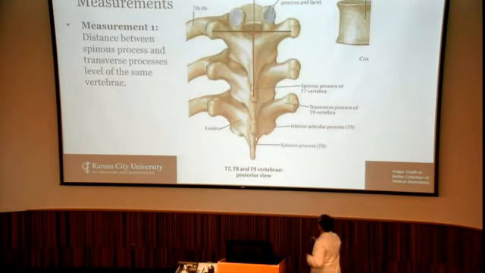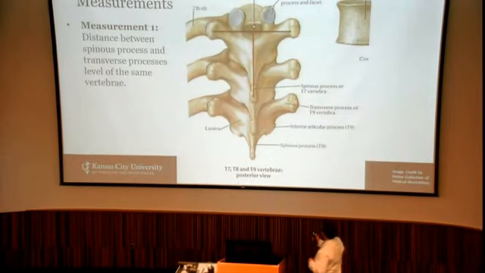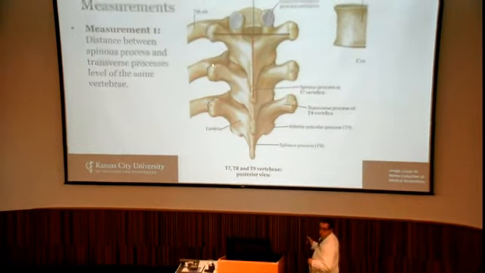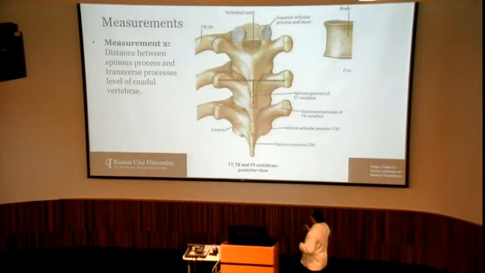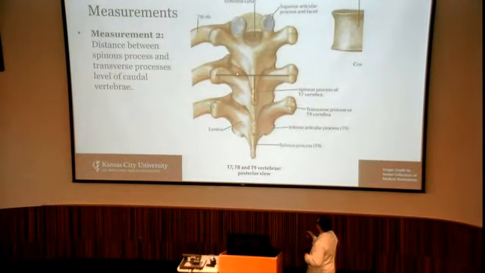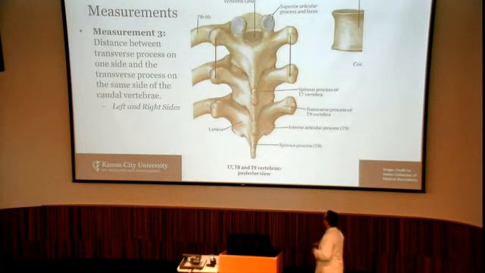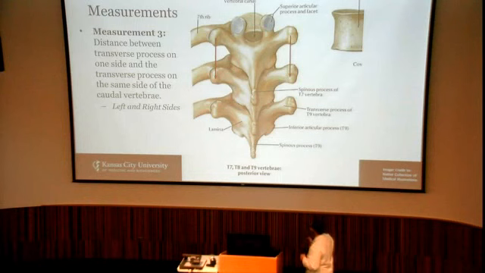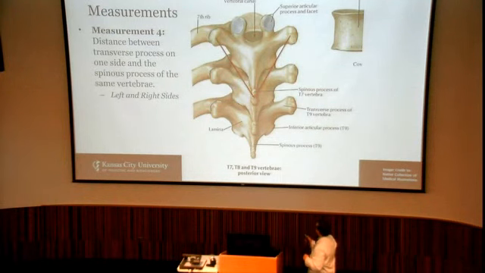Measurement 1 was the distance between transverse process level and spinous process of the same vertebra. Measurement 2 was the distance between spinous process and transverse process level of the caudal vertebra, or inferior vertebra. Measurement number 3 was the distance between transverse process on one side and the transverse process on the same side of the caudal vertebra. This measurement was done on the left and right sides. Measurement number 4 is the distance between transverse process on one side and the spinous process of the same vertebra. This was also done left and right.